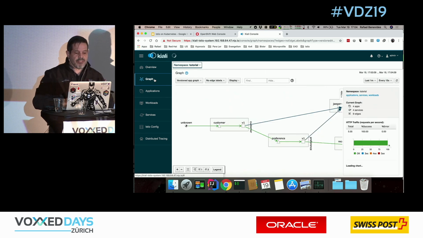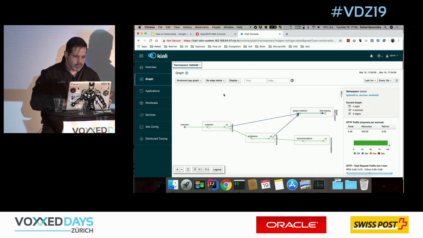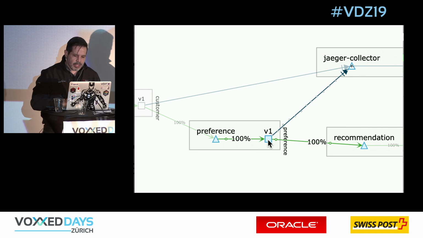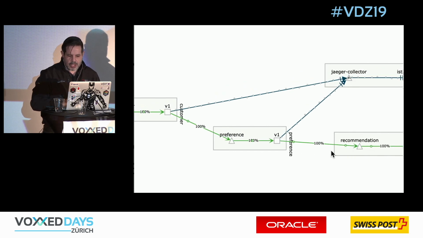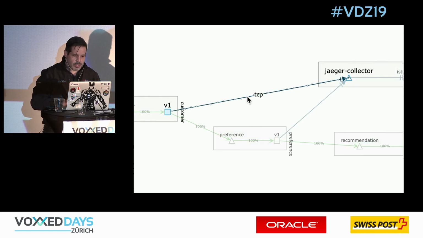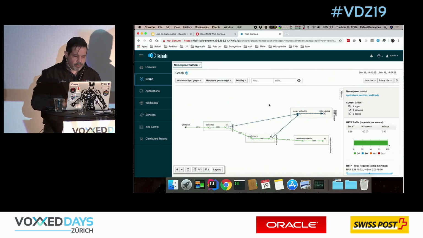And with Kiali, I can have a graphic visualization of my microservices. I can, for example, update it every 10 seconds, based on the statistics of the last minute. I can display the traffic. I can also show the request percentage, and I have the visualization of the sidecar container calling my application, and before calling the other application, the traffic is intercepted by the sidecar container. They are reporting to Jaeger. Jaeger is used for distributed tracing.